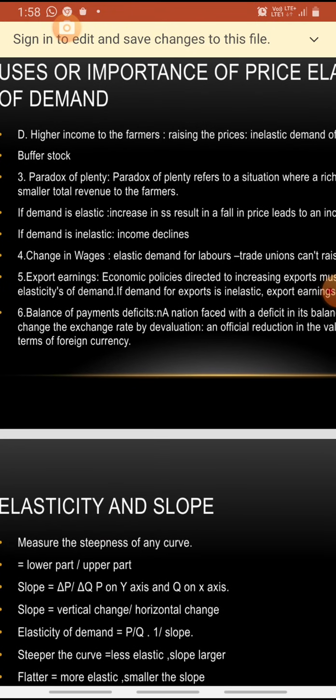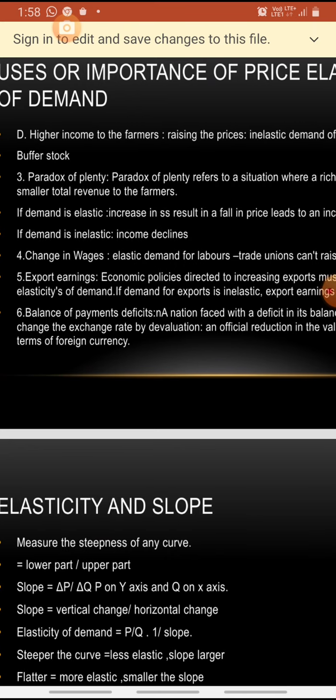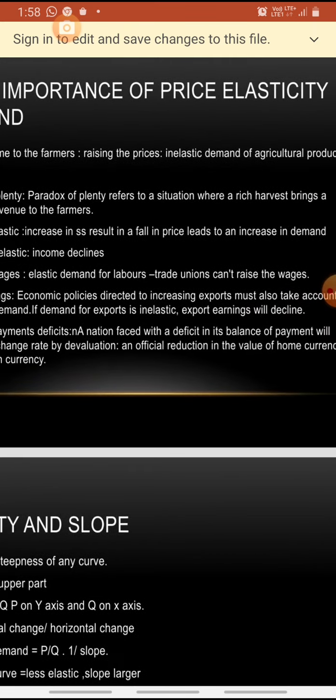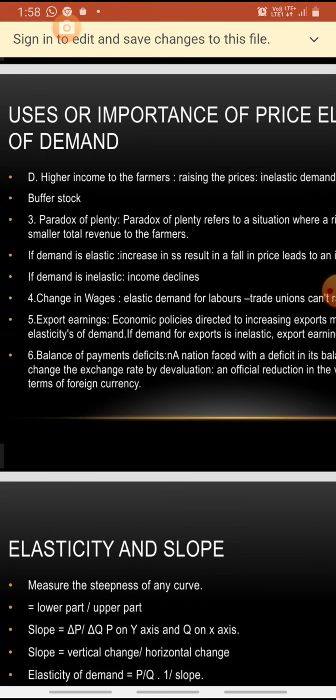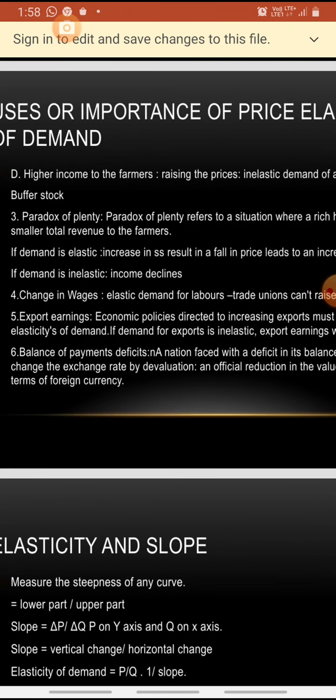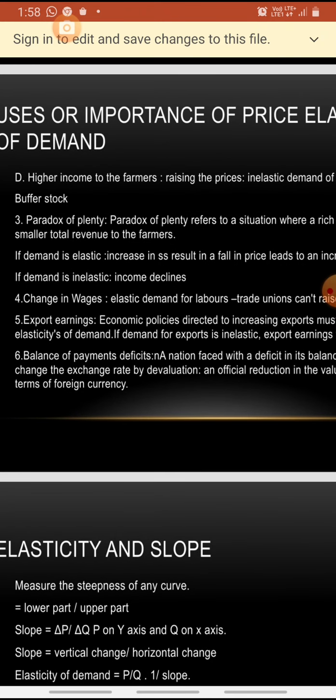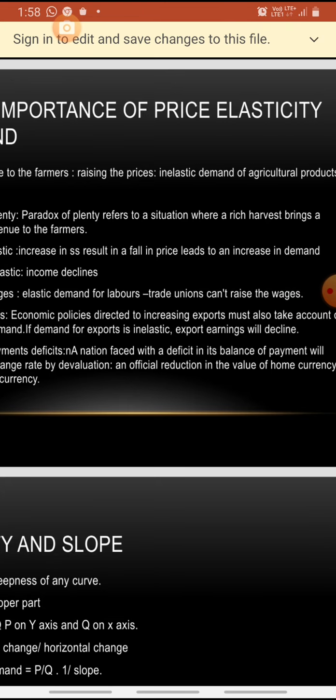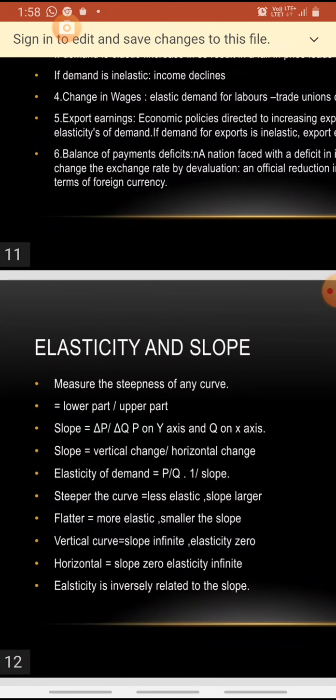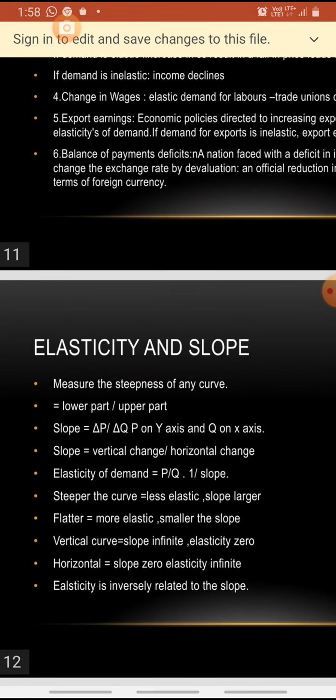Then the last one, balance of payment deficit. A nation faced with a deficit in its balance of payment will change the exchange rate by devaluation. What is meant by devaluation? It is an official reduction in the value of the home currency in terms of foreign currency. That is known as devaluation.